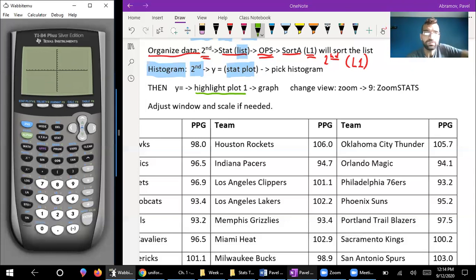To change the view, press zoom. There are different things you can do, like zoom in, zoom out, and such. We're going to go all the way to number 9, which says zoom stat. Press enter, and then your calculator automatically creates a histogram for the best viewing. It's not necessarily the best histogram, but it's a histogram for the best viewing. So we can see this histogram right here.